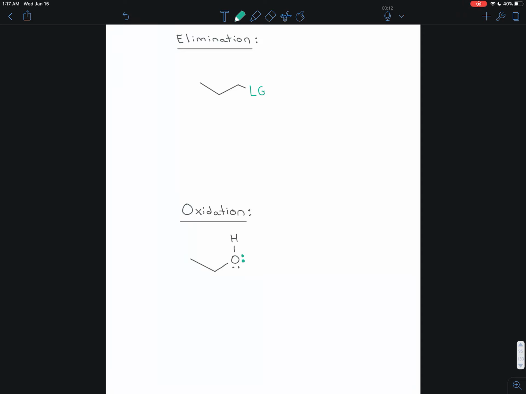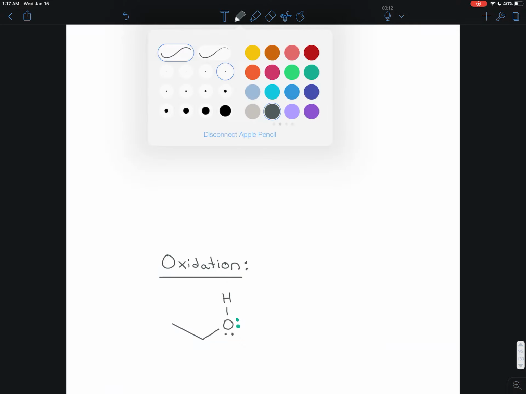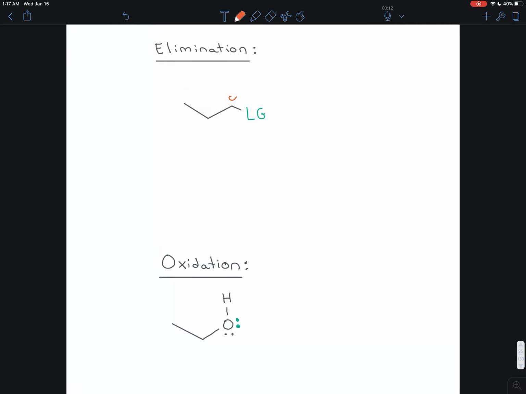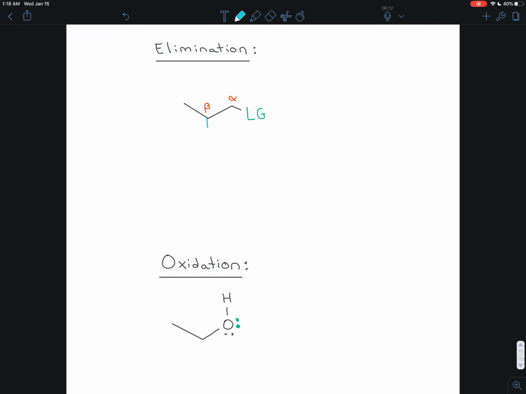Okay, so oxidation, how does it work? Oxidation is really a variation of an elimination reaction. It's sort of a glorified elimination reaction. So let's quickly review what you need for an elimination reaction. You need a leaving group. The carbon that has the leaving group on it is called the alpha carbon. The one next to that is the beta carbon. And you can have a hydrogen on that beta carbon. That's called a beta hydrogen.